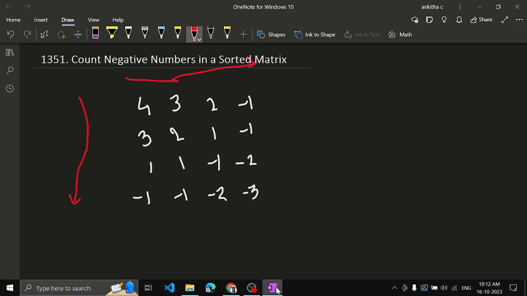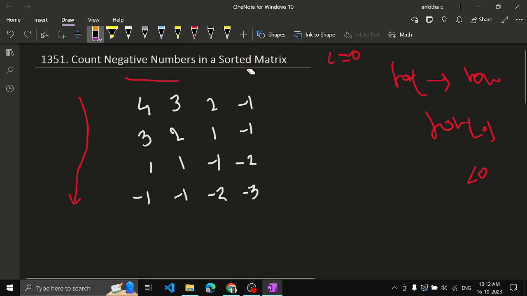So what is the usual approach you could do? You can just run two for loops, one row-wise and another column-wise, and check whether the element is less than 0. If it is less than 0, keep a variable count, initialize it to 0, and increment the count. This is the normal way. But do we need to do that? No, not really, because they have given the hint here.